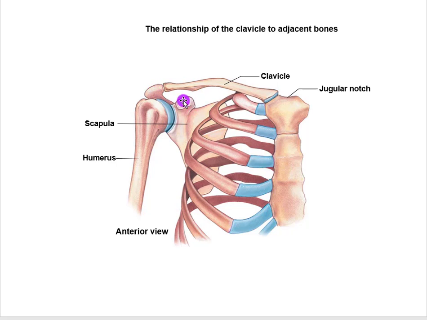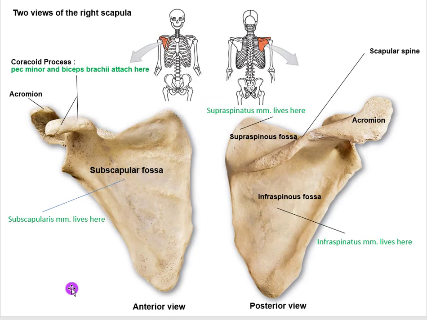All right. So this part right over here is the coracoid process. The coracoid process is that thing that sticks out there. If we take another view of it from the anterior view, this is your coracoid process. And you should know that the pectoralis minor and the biceps brachii muscle attach to this point right over here.